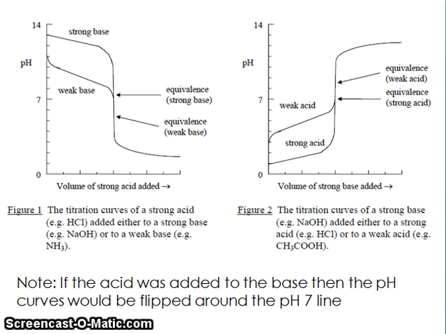Now when we have a weak base, it's going to be slightly different. So again we're looking at the left hand diagram, but we're adding strong acid to a weak base. Because it's a weaker base, it starts off at a lower pH. That one's starting off at about pH 11. Its pH is lower, obviously, because it's a weaker base rather than the strong base which had pH 13.